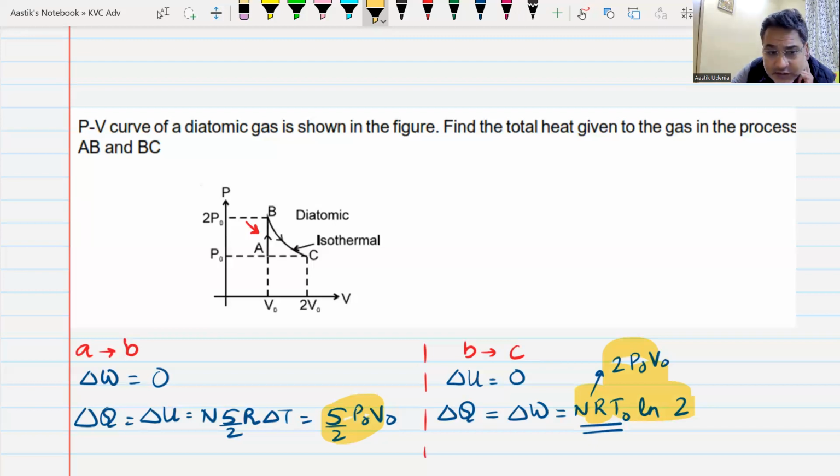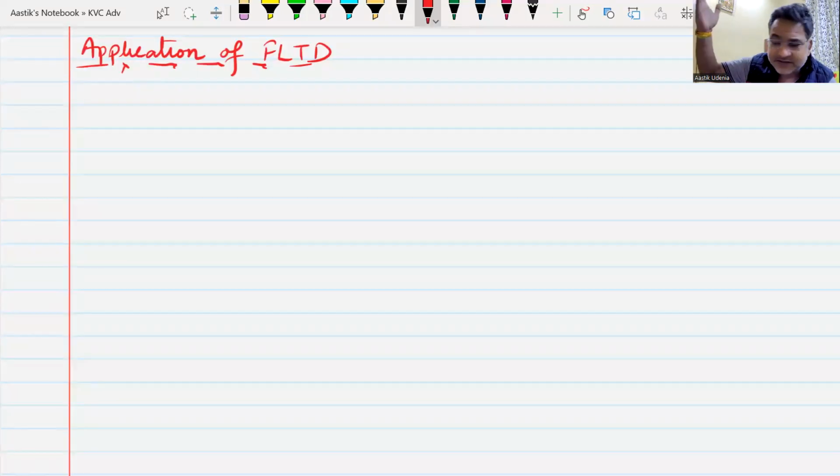Now what we'll do is we will try to bisect, we will try to see all the processes in detail. We have almost done everything. We will just now look at all the processes in detail and understand them. So if any question comes on that, we will try and do it. So, application of first law of thermodynamics, FLTD. FLTD means first law of thermodynamics. Application of FLTD.